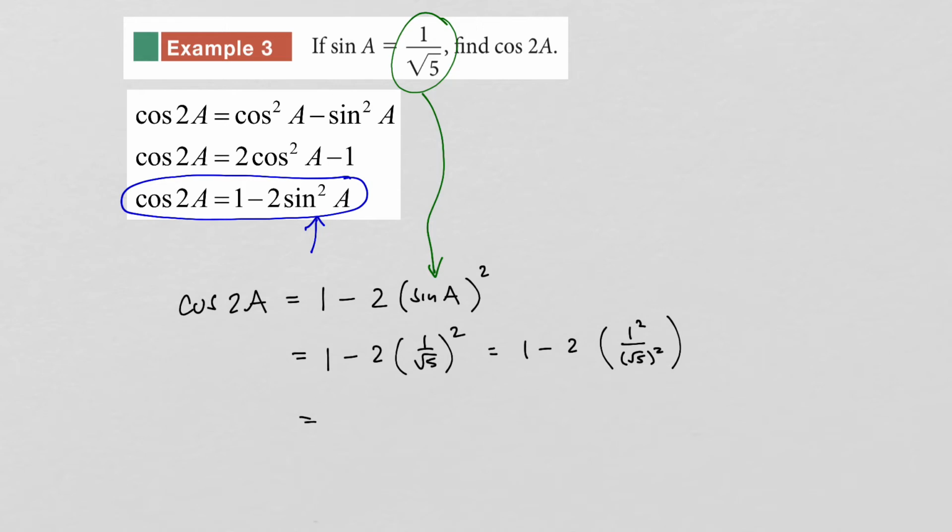And this becomes 1 minus 2 times, now you have to do the squaring. So 1 squared is 1, of course. And radical 5 squared is just 5. And so this is 1 minus 2 times 1/5, which is 2 over 1 times 1 over 5. That is 2/5. And 1 minus 2/5 is 3/5.